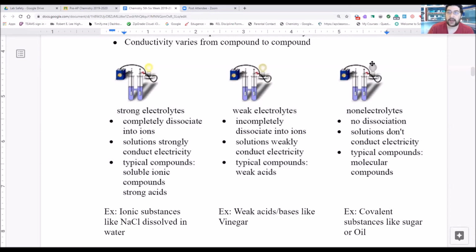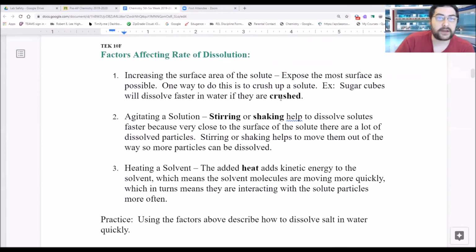Okay, and then if we had something that was not going to light up the light bulb, if it was not lit, then that's a non-electrolyte, and that would be some covalent substances that aren't polar. Okay, so a non-polar covalent substance like oil or sugar. Both of those would be good examples of non-electrolytes. Factors that affect the rate of dissolution.